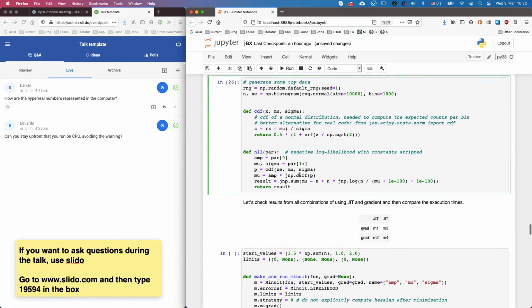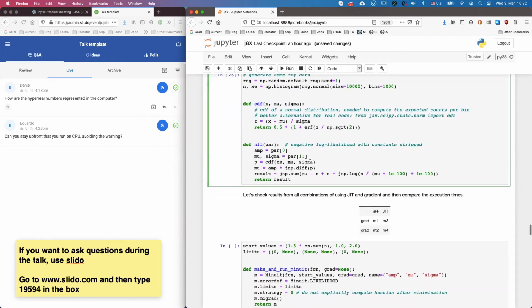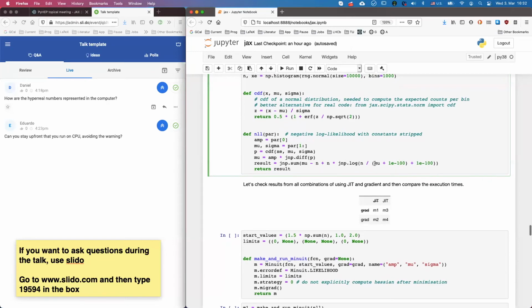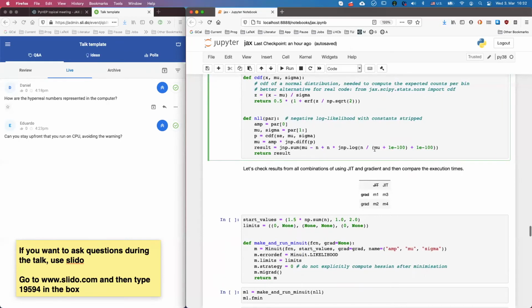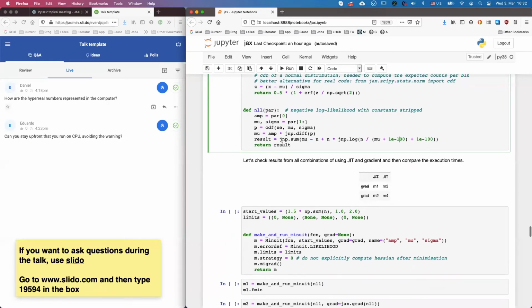And here I first compute all the probabilities over the edges of my histogram, and then I compute the probability content per histogram bin with diff. And this is an extended likelihood, so I also multiply this here with an amplitude. And then this is the usual Poisson stuff that you have to do. And here I put in some numerical trickery so that this doesn't give you NaN when either mu or n is 0. You can also do this differently, but I do it like this.